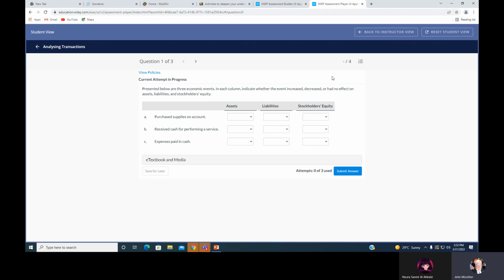All right, fill in. Now keep in mind this must balance. So here, present below the 3 economic events. And each column indicates whether there's an event increase, decreased, or no effect. So the first one, purchase supplies on account.